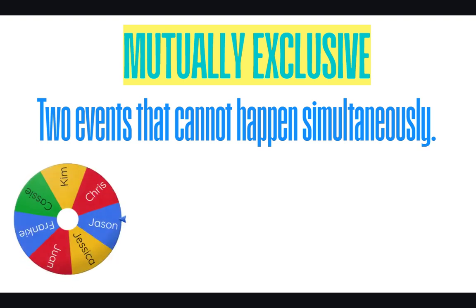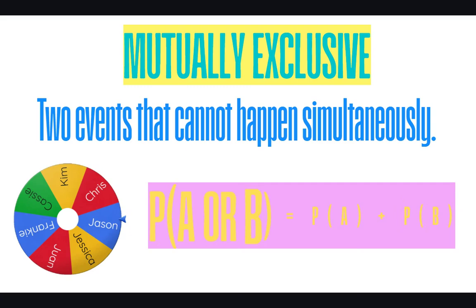If the wheel lands on Jason for warm-up number 1, can it land on Kim for number 1 too? No, the wheel cannot land on two names at the same time, which is why this is a pair of mutually exclusive events. To calculate the probability of mutually exclusive events, we take the probability of event A and we add it to the probability of event B.